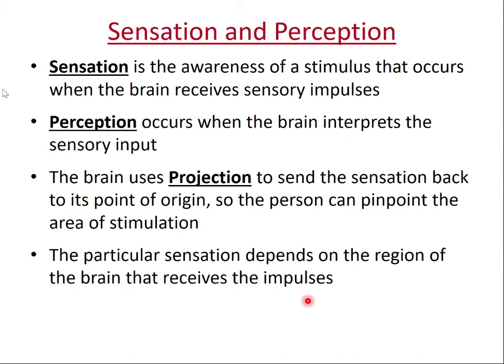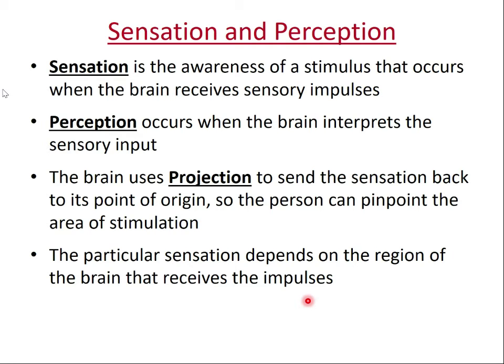We discussed the difference between sensation, perception, and projection. Sensation is the awareness that a stimulus happens. Perception is how the brain interprets the message. Projection is the brain sending back the signal to the point of origin so that we will be able to pinpoint where the stimulus came from or where the sensation came from.